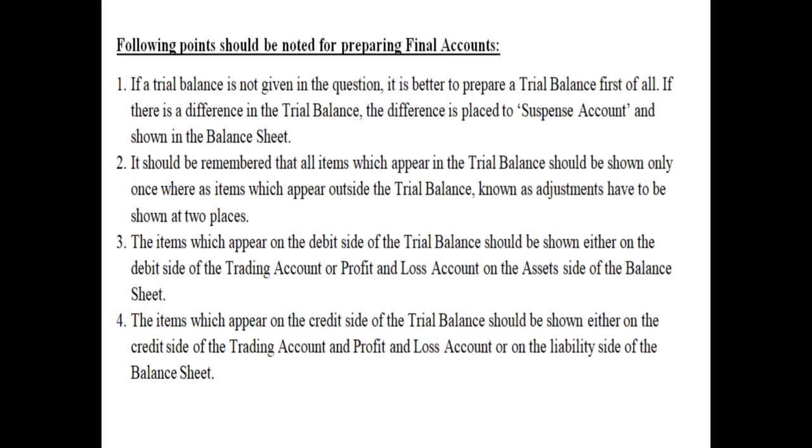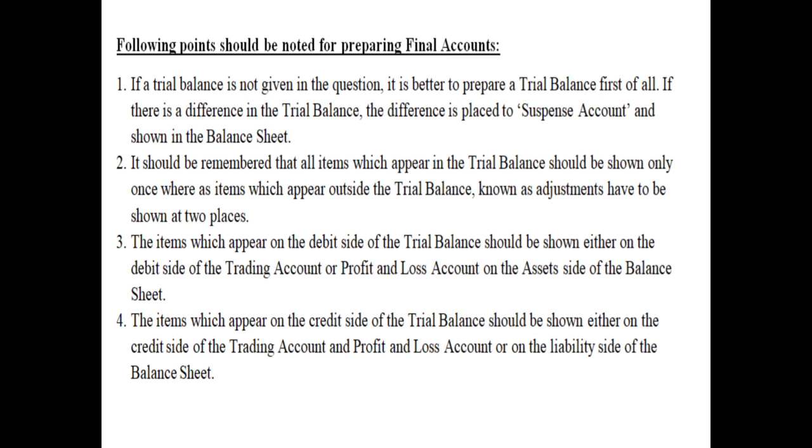Point number 2, it should be remembered that all items which appear in the trial balance should be shown only once, whereas items which appear outside the trial balance, known as adjustments, have to be shown at two places. Very important point. All the items which are shown inside the trial balance are assumed to have been adjusted and will be shown in one place, whereas those items which are shown outside the trial balance are assumed yet to be adjusted. They are known as adjustments because they are lying outside the trial balance, and therefore they will be shown at least two places.